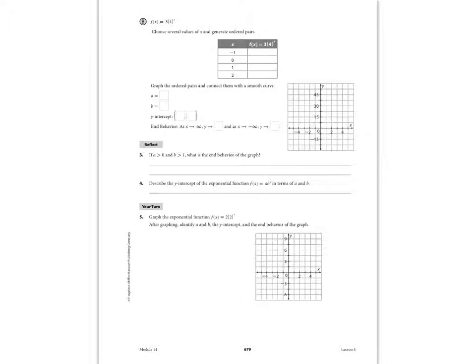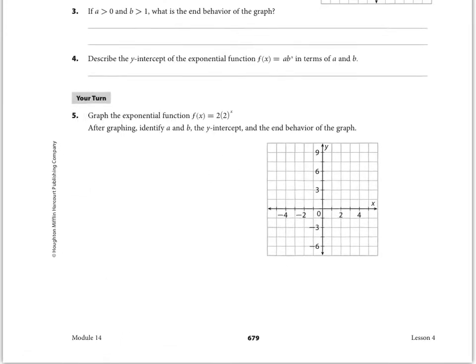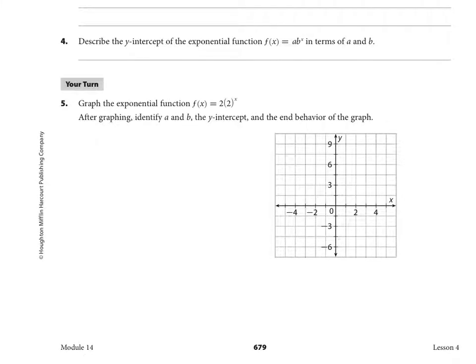Page 679 on the bottom. Now let's look at the your turn on the bottom. We're going to graph the exponential function f of x equals 2 times 2 to the x. And after graphing, or I guess we can do it before, we're going to identify a, b, the y-intercept, and the end behavior. So I'm going to do all of that.